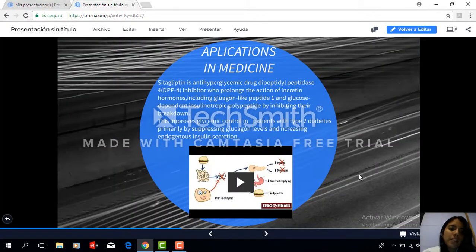Application in medicine. Sitagliptin is an anti-hyperglycemic drug that prolongs the action of incretin hormones, including glucagon-like peptide 1 and glucose-dependent insulinotropic polypeptide, by inhibiting their breakdown. This improves glycemic control in patients with type 2 diabetes, primarily by suppressing glucagon levels and increasing endogenous insulin secretion.